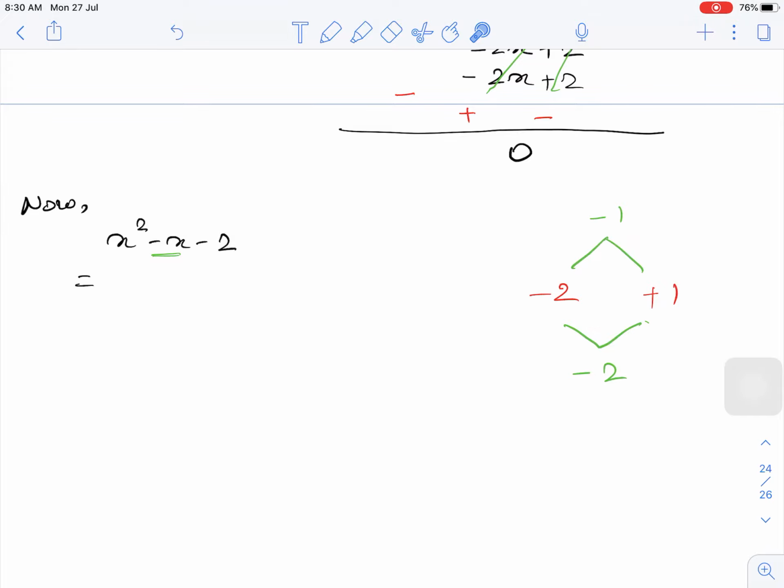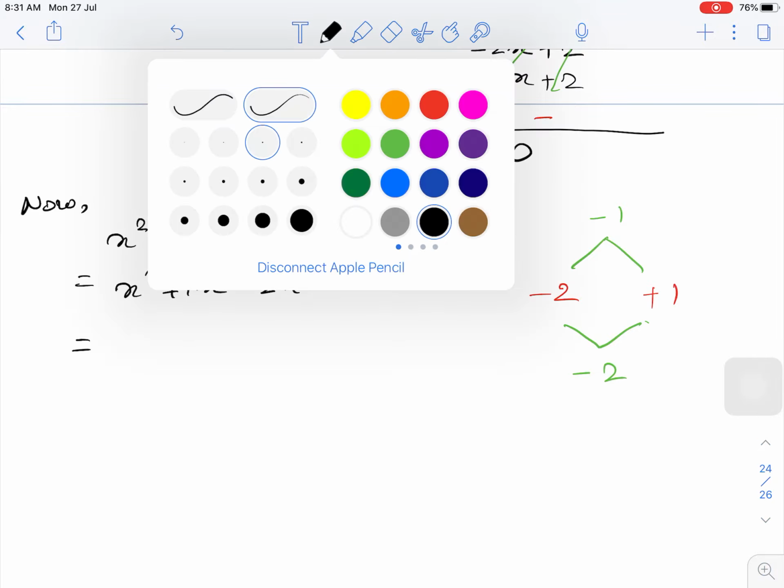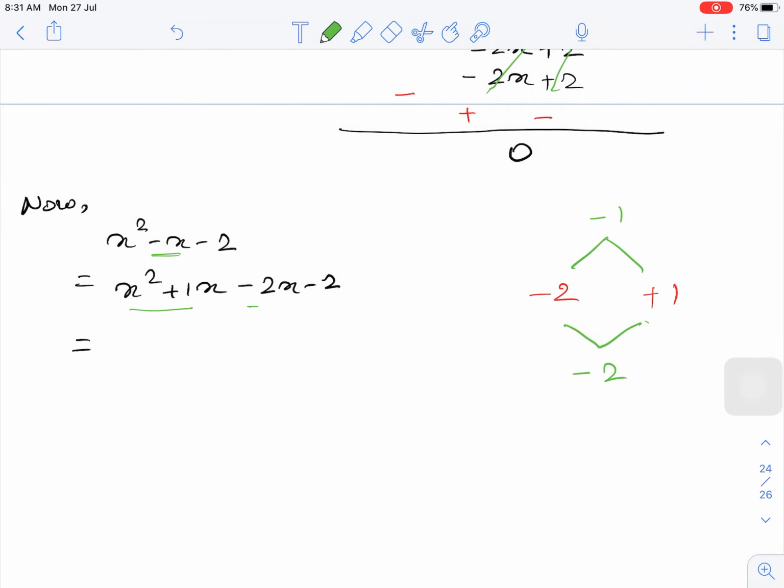Now we are going to write these numbers over here. As I told in the previous period, as per our convenience we can write these numbers. So now I am writing it as x square plus 1x minus 2x minus 2. Now we have to take out the common factor from these two terms and from these two. What is common in the first two? Both of them have x, so you will get x in bracket x plus 1.